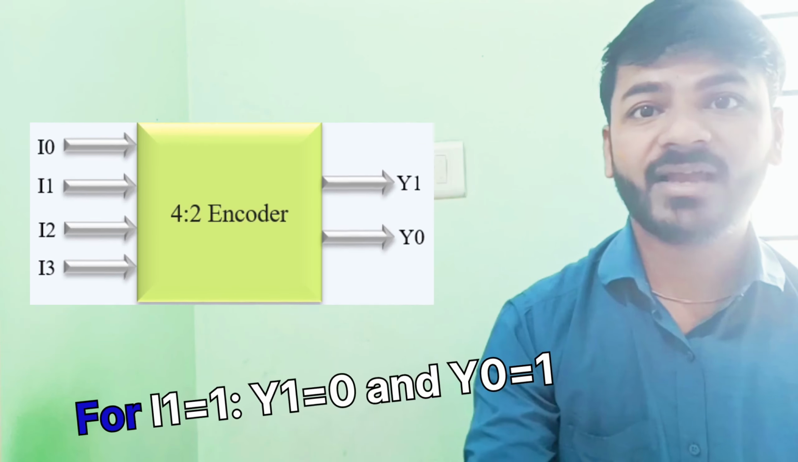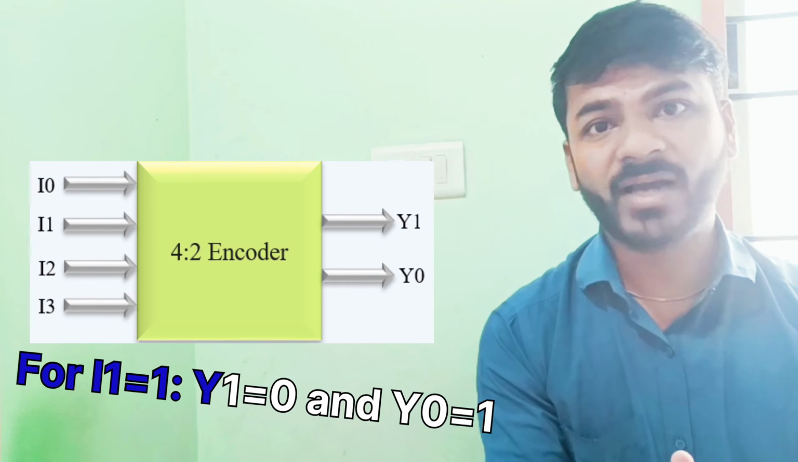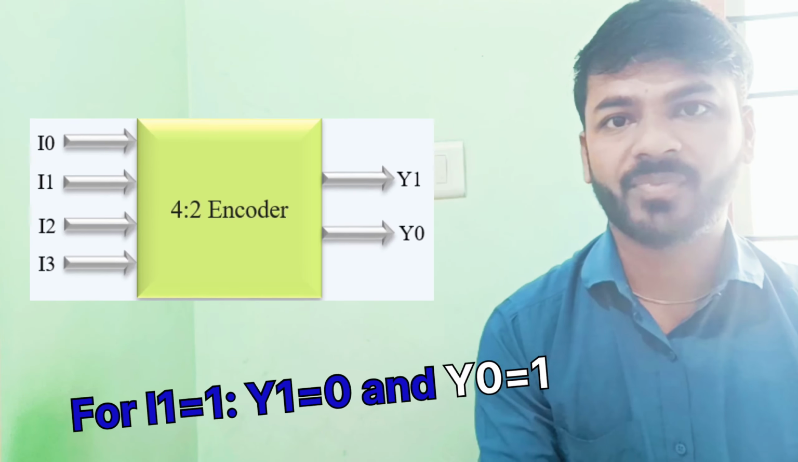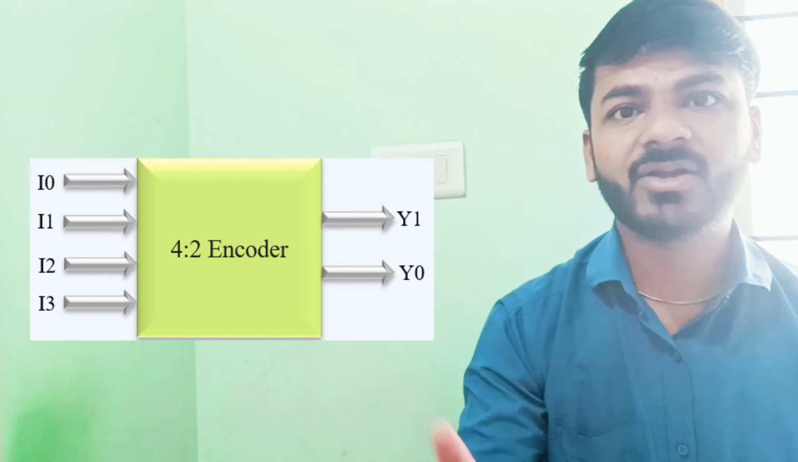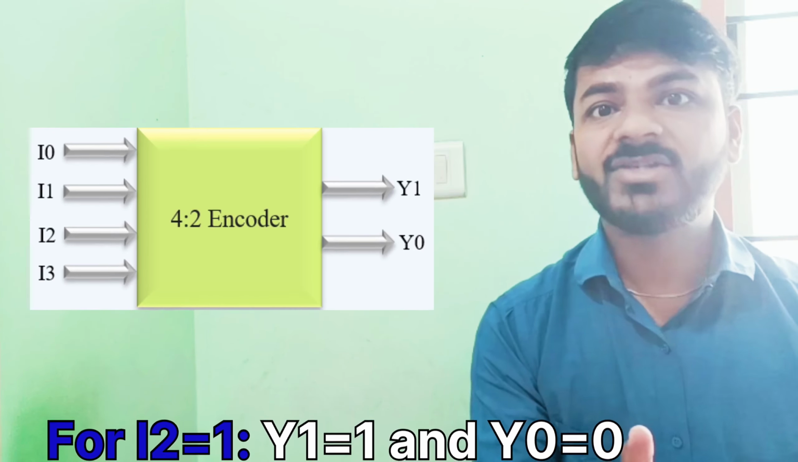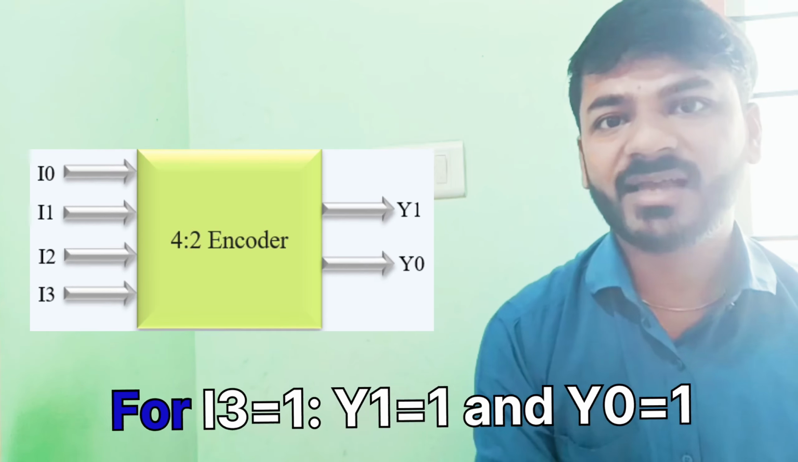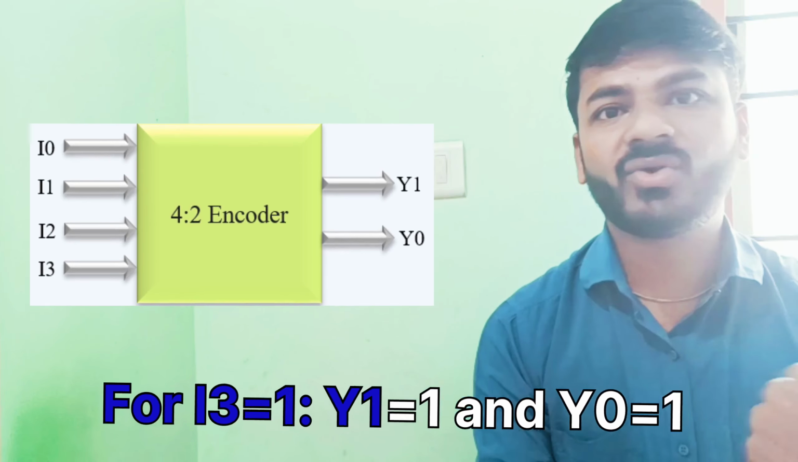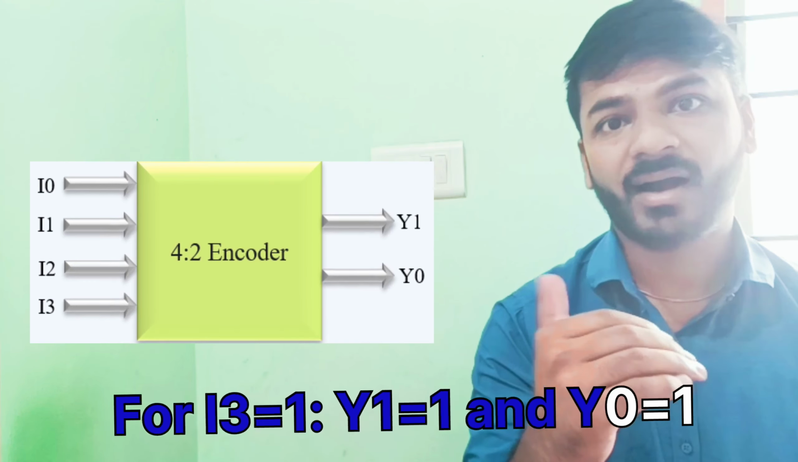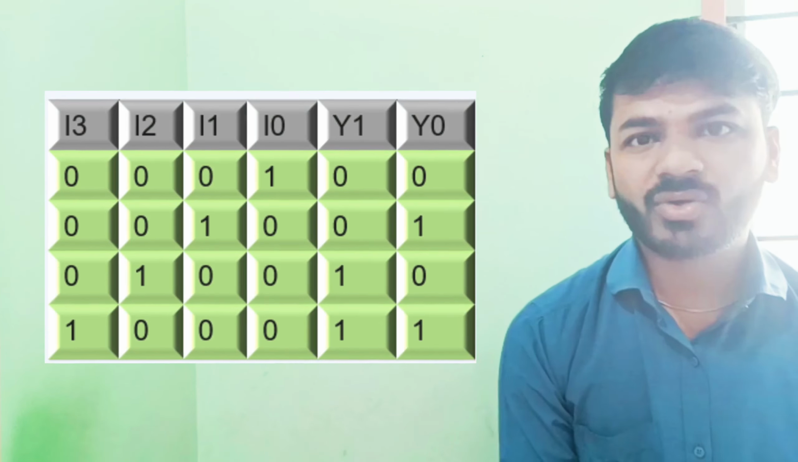So if my I1 is active, at that time my output Y0 is high and Y1 is low. Similarly, if my I2 is active, then output Y0 is low and Y1 is high. And if my input I3 is active, then both outputs Y0 and Y1 will be high. You can even see the truth table.